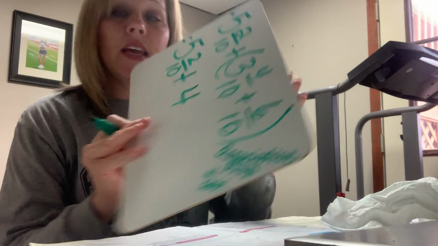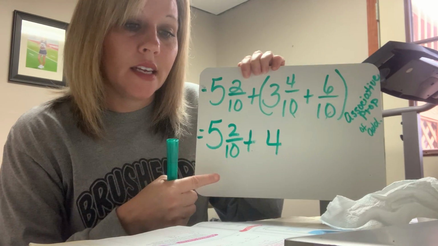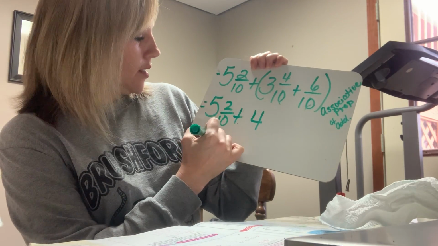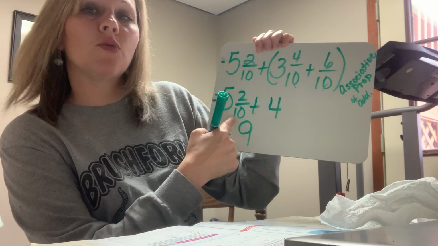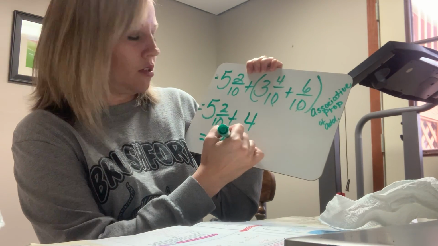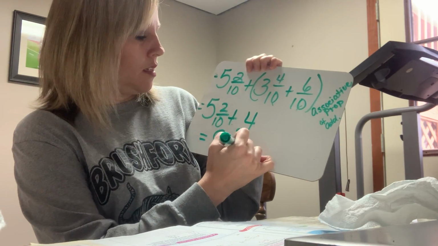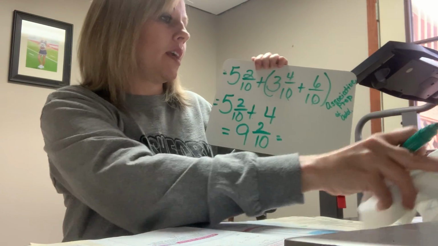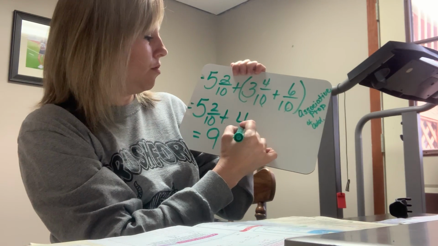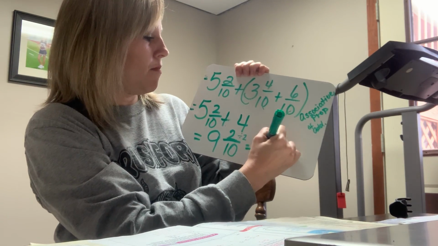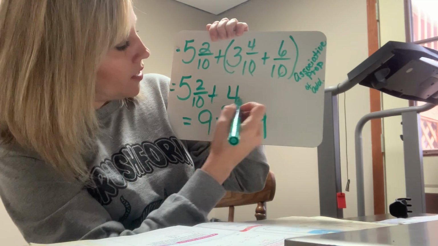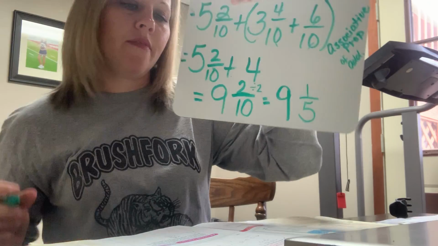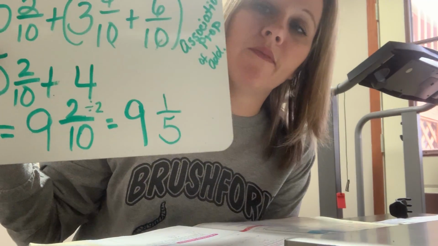Okay, and then now the next step, you're going to add the 5 and the 4, the whole numbers, and that's going to give me 9. And what am I left with? The fraction 2/10. And that's not simplified. 2/10 is the same thing as, remember, we can divide by 2. Bring over your whole number, 9. 2 divided by 2 is 1. 10 divided by 2 is 5. 9 and 1/5, excuse me.